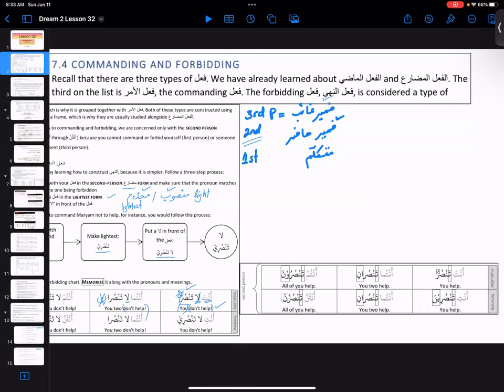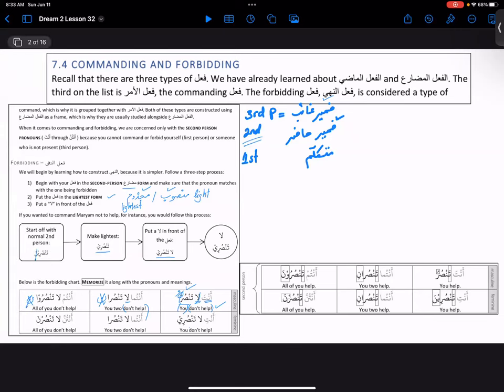So, inshallah, who can remind me what are the steps to make forbidding? Anyone? I can tell. We make that to the second person. And the fail is in majzum form. And then we put la before the fail. Exactly. Can you give me an example? Just like on this slide is la tansuri. So la is la nahi. And then tansuri is in lightest form because we drop the noon. Very good. And what would be the translation? You don't help. Yeah, very good.